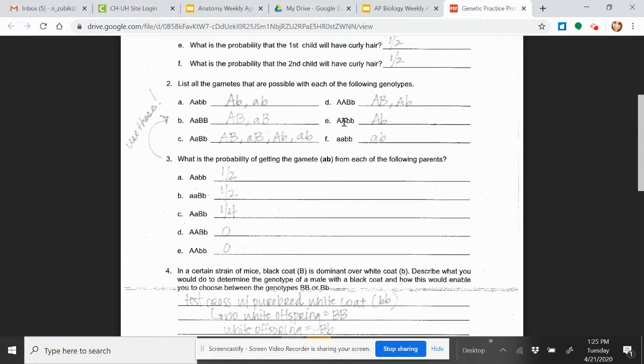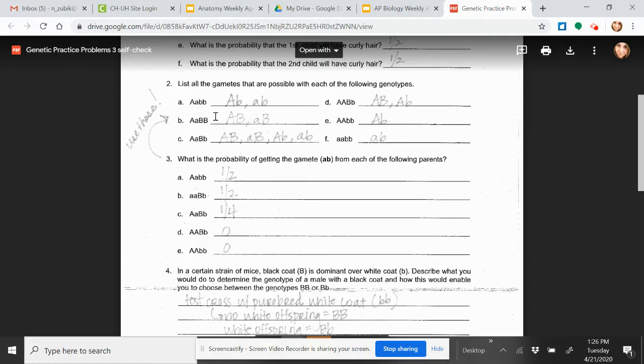And then our homozygous individuals, we can only have one option. We only have a big A allele here and a little b allele here. So we can only get big A, little b. Same with F. We can only get little a and little b.